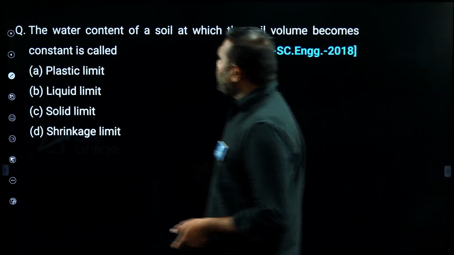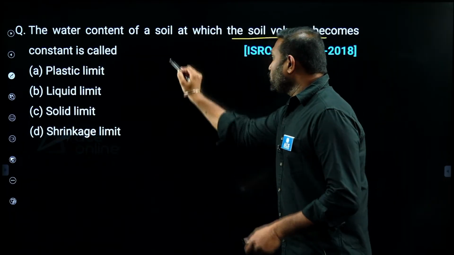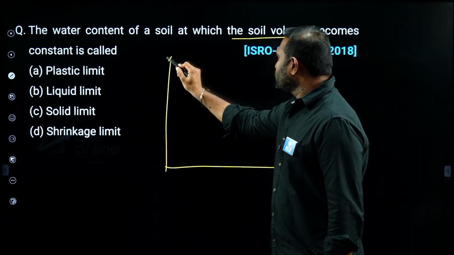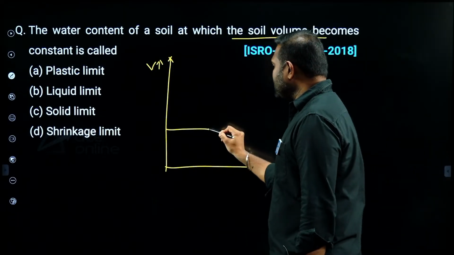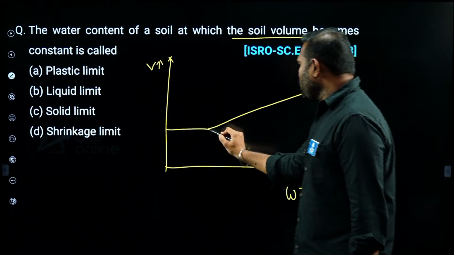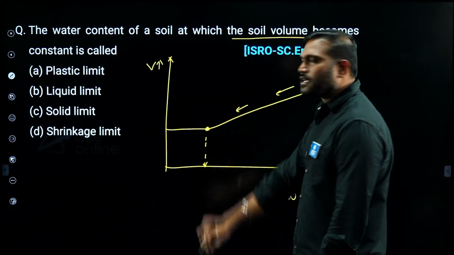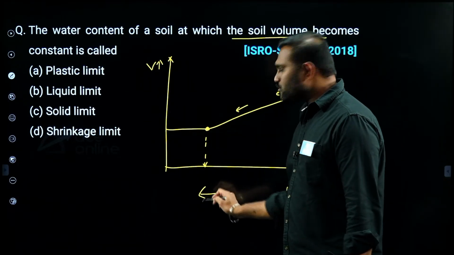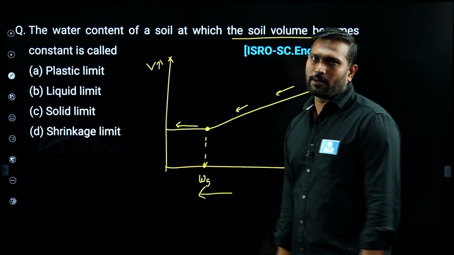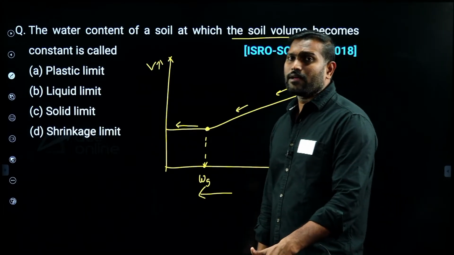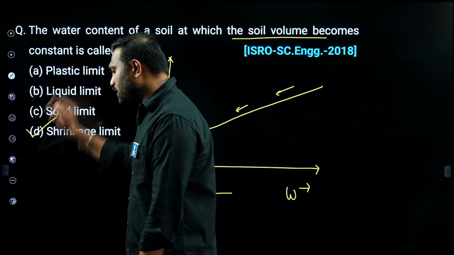Next, the moisture content of a soil at which the soil volume becomes a constant. If you see the consistency chart, on the y-axis volume, on the x-axis water content, the consistency chart goes like this, right? When you dry the soil, the volume will keep on reducing and it becomes constant at some point. Where you further reduce the moisture content, there is no change in volume, so that point we call the shrinkage limit. So shrinkage limit is the minimum water content at which there is no further reduction in the volume. So the correct answer is option D, shrinkage limit.